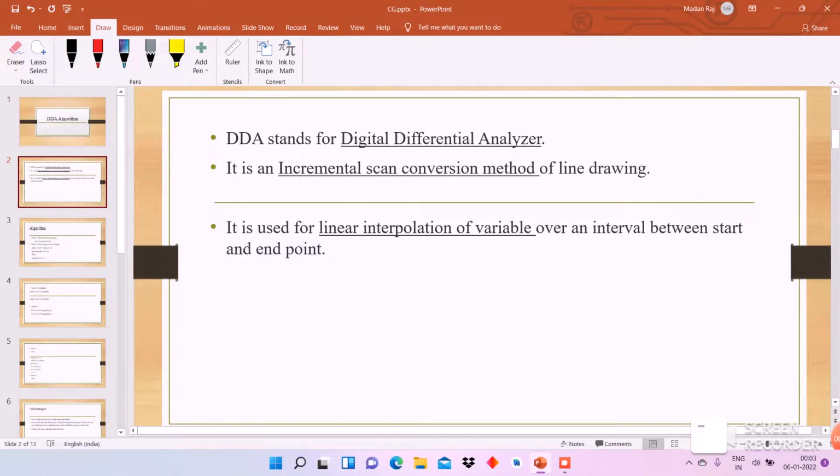So it means that it's a collection of many pixels in the form of on and off format, and it is used for linear interpolation of variable over an interval between start and end point. That means that each point is related to each other. Generally we are given 2 points, so we have to find the points and draw a line using the DDA algorithm. So let's see the algorithm.